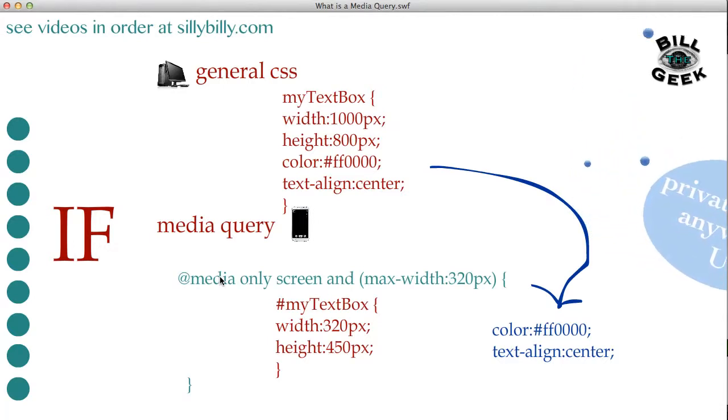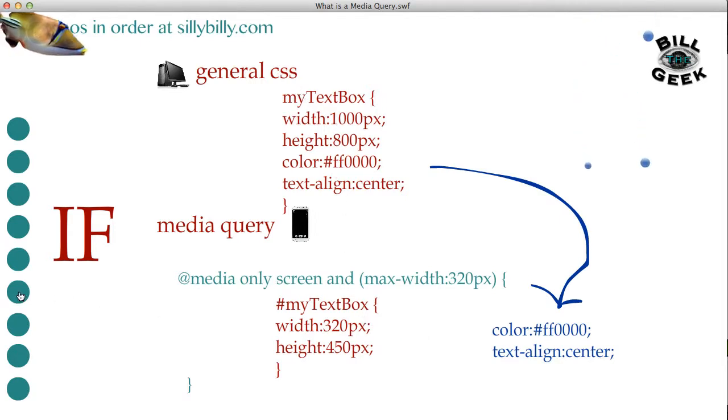Maybe the sizes will change going from device to device. But certain things, like background colors, are not going to change. Perhaps background images might not change, but only the things that change need to be listed here, and your original stuff will be inherited from the general CSS document.